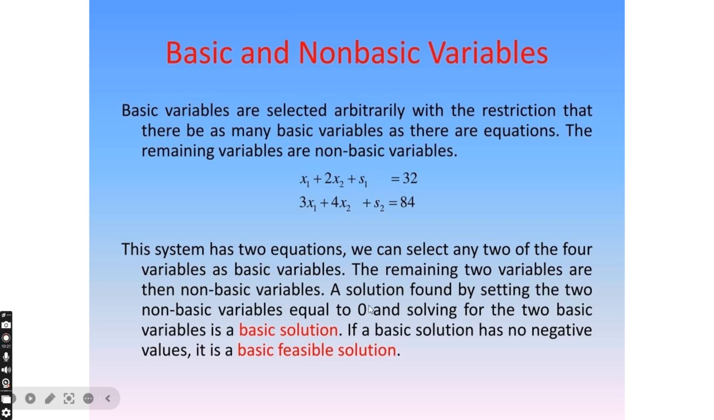A solution found by setting the two non-basic variables equal to 0 and solving for the two basic variables is a basic solution. If the basic solution has no negative value, it is a basic feasible solution. So from these two equations you can take two basic variables to find the basic solution, and if the basic solution has no negative value, then it is a basic feasible solution. Okay.